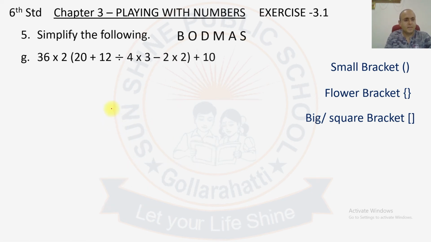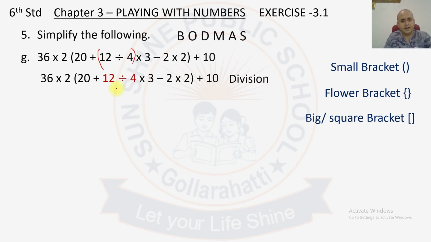Let's look at the next problem. 36 into 2 bracket 20 plus 12 divided by 4 into 3 minus 2 into 2, plus 10. Here again you have to remove the bracket first. Inside the bracket you have addition, division, multiplication, subtraction and again multiplication. So divide first. That is 12 divided by 4, which is 3, since 4 threes are 12.